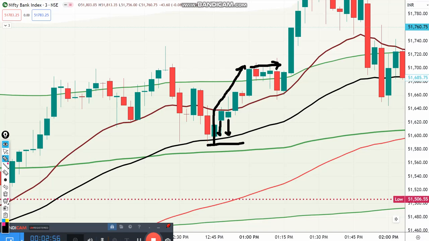There was no one extra candle actually. See, there was one extra candle here. There was an extra candle here. There was an extra candle here after this, after moving above the VWAP band, but there was no extra candle in this case.